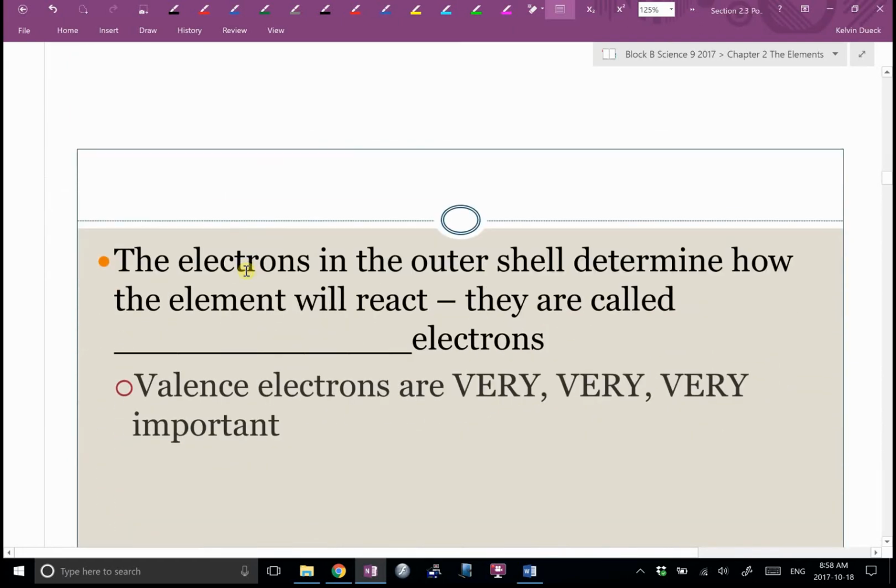Here is a word that you're absolutely going to be asked on your next test. The electrons in the outer shell determine how the element will react, and they are called valence. I'll capitalize it. You don't have to, just so it stands out. Valence electrons. V-A-L-E-N-C-E. Valence electrons are very, very important. Almost all of the action that occurs when atoms combine with other atoms to form compounds, it's because of what's going on in the outer shell, the valence electrons. The inner shell electrons don't have much to do with it.